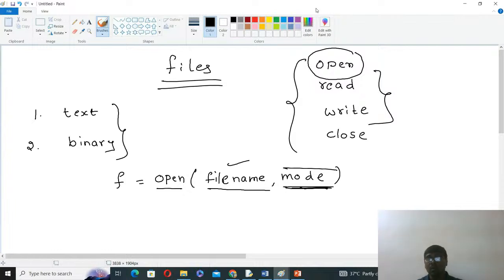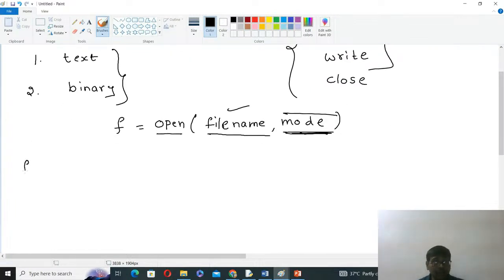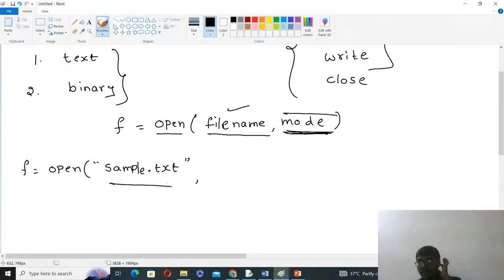Okay. Now, one example. F is equal to open, and within quotation, you can write either single quotation or double quotation, not a problem, sample.txt, comma, next the mode that is required. Sir, I don't know the modes. So this is a simple notepad; .txt means a simple notepad. But remember, we have different types of modes: R, W, A. Basic modes. R, W, A. I think you know that one.